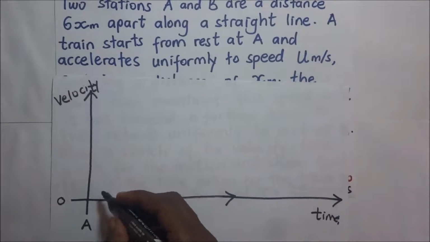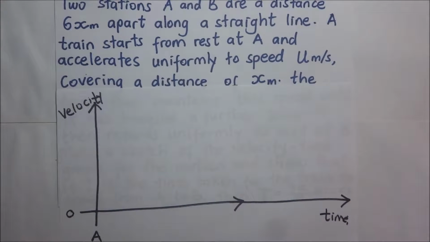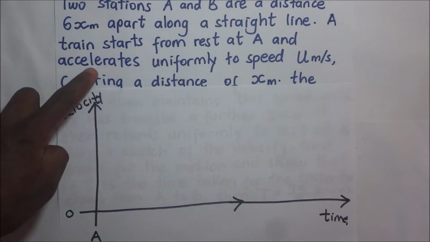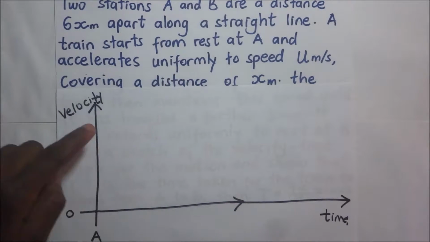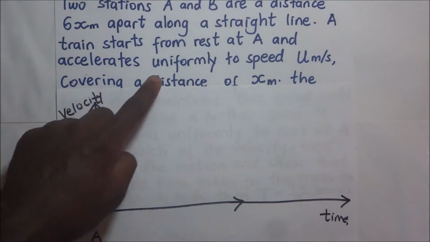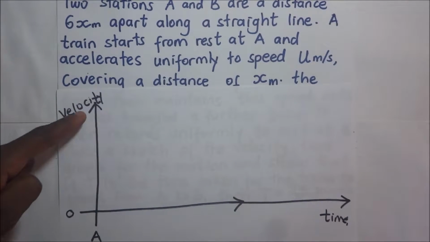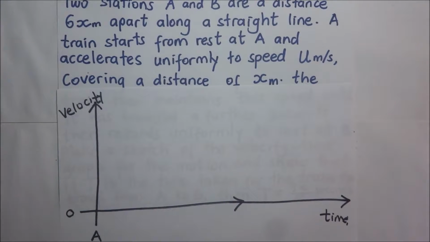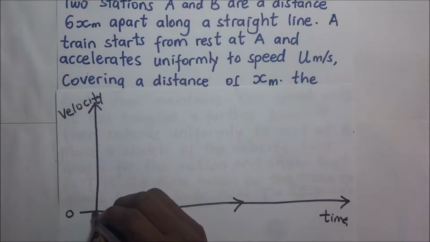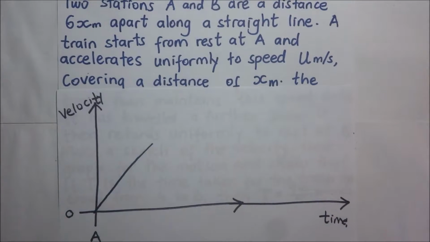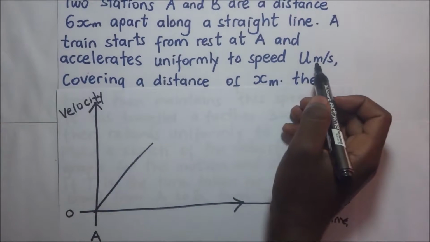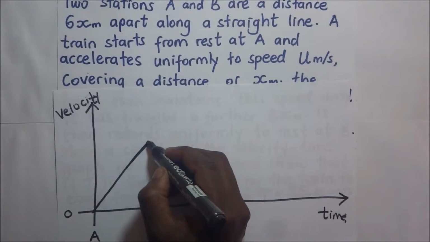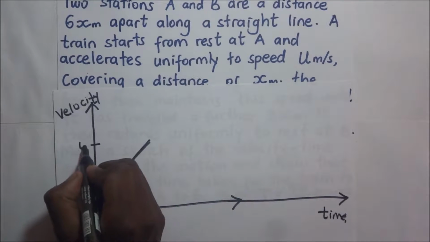If it's accelerating uniformly, remember by definition from our theory that acceleration is the rate of change of velocity. So if an object is accelerating uniformly, it means the rate of change of velocity is uniform. The rate at which velocity is changing is uniform. So it accelerates uniformly up to a certain speed, u meters per second.